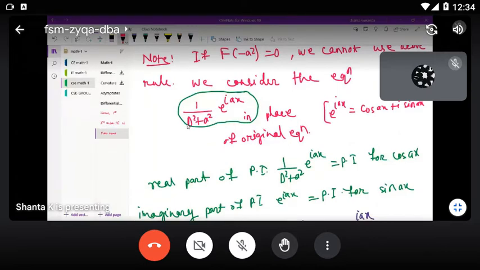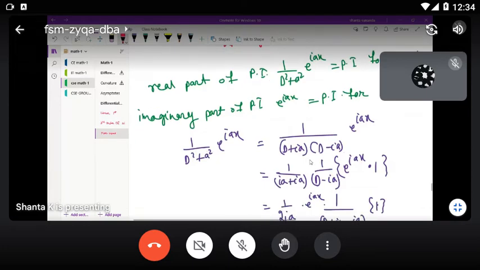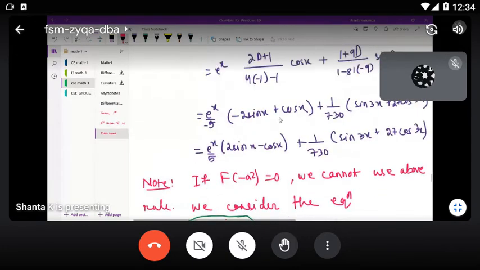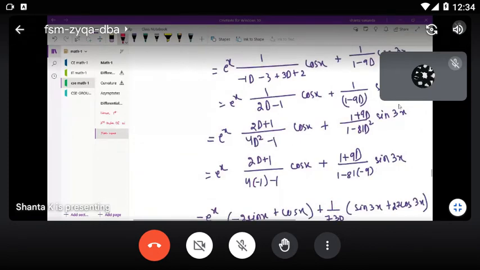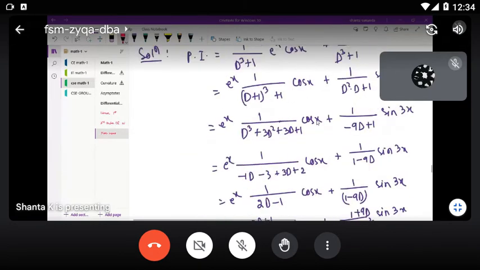See, if you put minus a square, the denominator becomes 0, so it becomes undefined. That's why we proceed in this form. Whenever this happens, if it is not equal to 0, you can use this formula for the cos x and sin x.